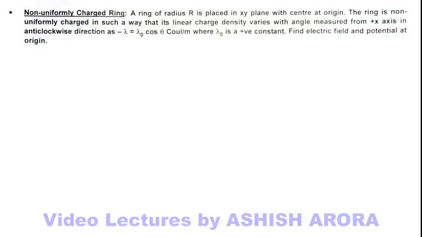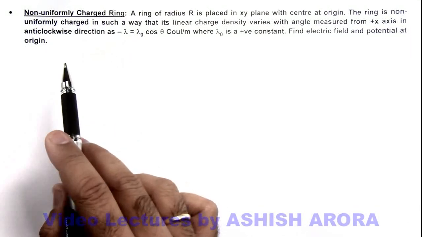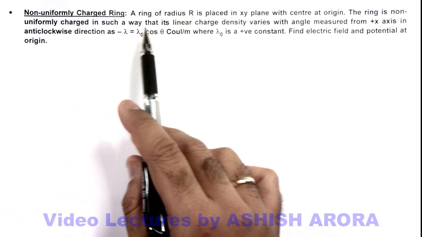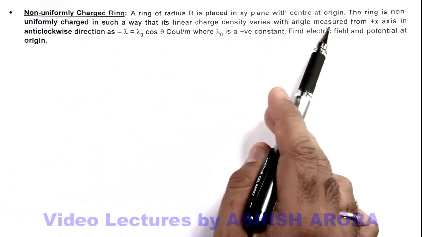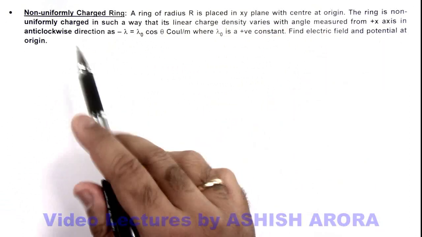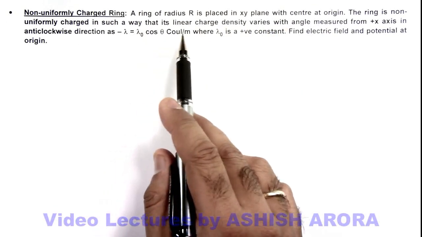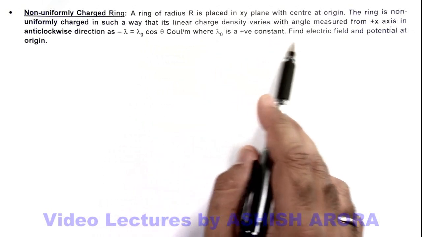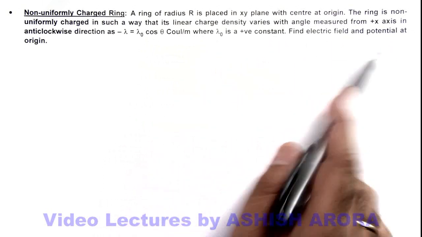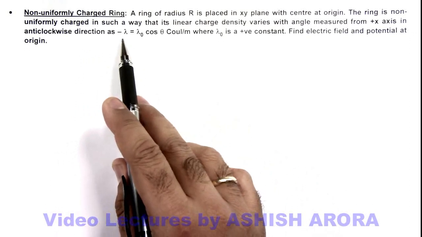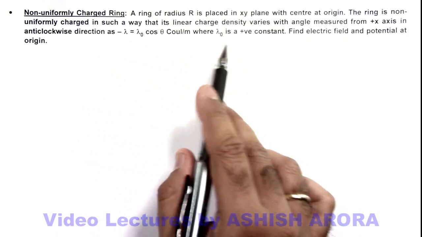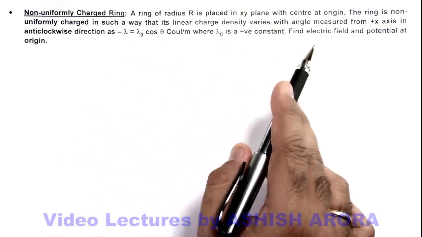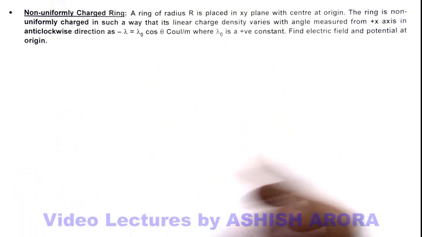In this illustration, we are going to analyze a non-uniformly charged ring. In this situation, we are given that a ring of radius R is placed in the XY plane with its center at the origin. The ring is non-uniformly charged in such a way that its linear charge density varies with angle measured from the plus X axis in the anticlockwise direction as lambda = lambda naught cos theta coulomb per meter, where lambda naught is a positive constant, and we are required to find the electric field and potential at the origin.